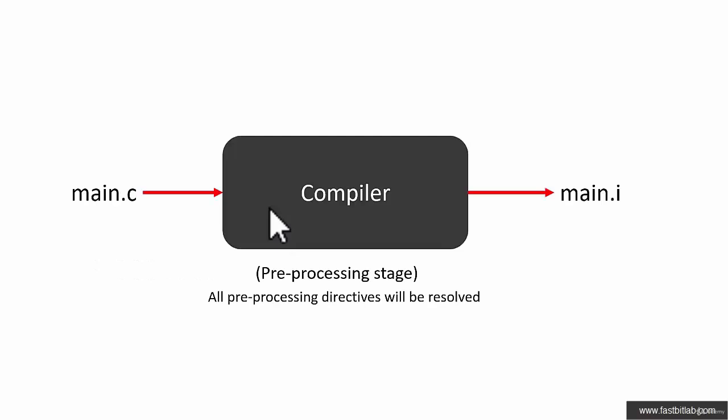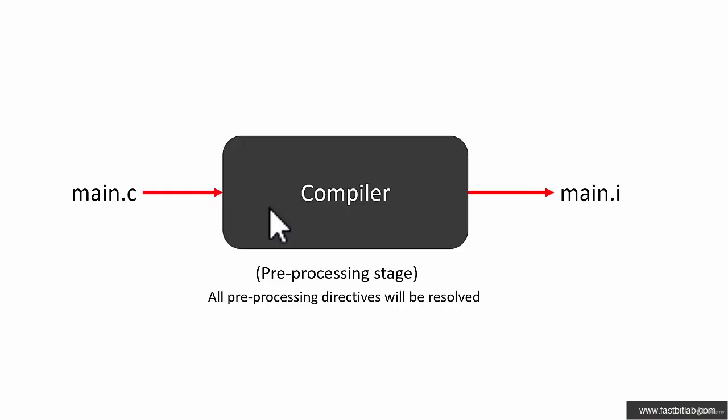Let's understand the build process and we can later try this practically. Let's say you have main.c. When you first invoke the compiler to compile your source file, the first stage is the pre-processing stage. In this stage, all pre-processing directives of the source file will be resolved and the output file main.i is created. For main.c, main.i is created.